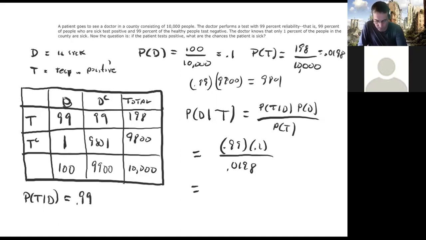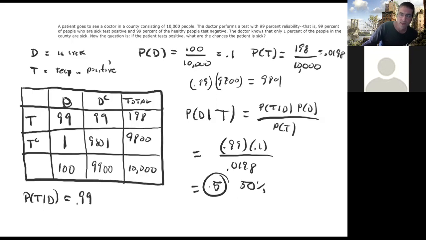And that is 0.5. So 50% of the time, if you test positive, then you have the disease. So the test is only accurate up to about 50% of the time. That's what this is telling you. Okay, so those are two problems for today. We'll be doing more of these problems next time in the next lecture.